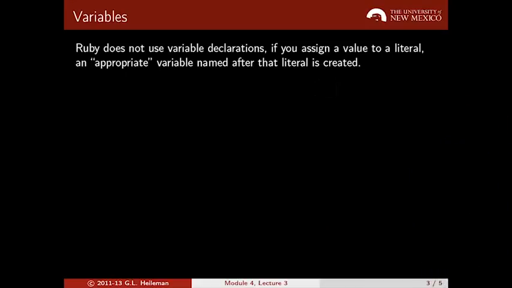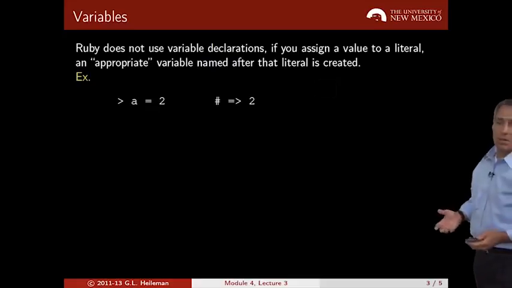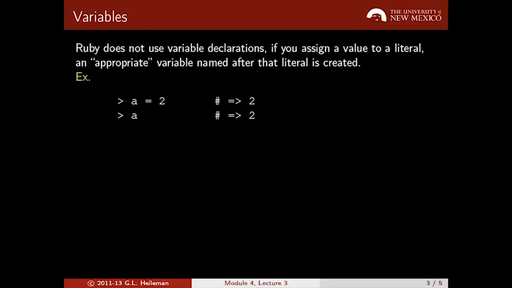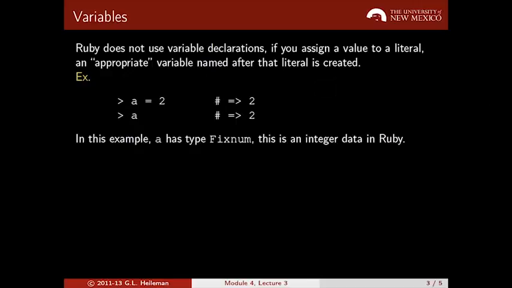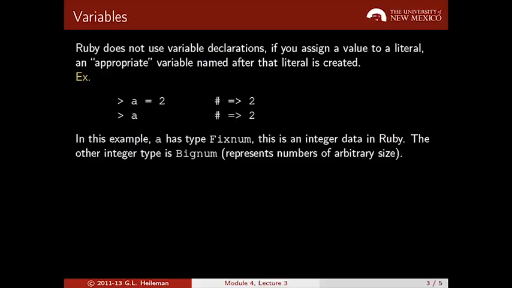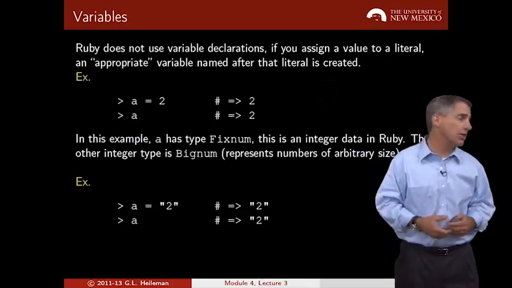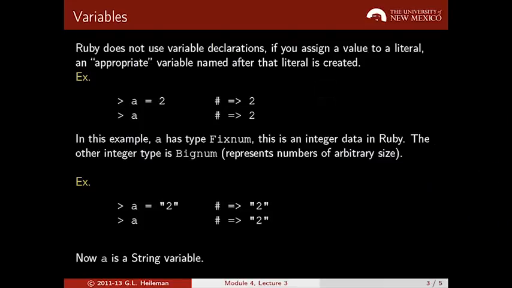So if you assign a value to some literal, then a variable of the appropriate type is created, and it's named after that literal. So here's an example. Again, open up IRB, type a = 2. There's a variable a that's created that has the value 2. That's what the return value shows you there. And so if you type a, you can prove to yourself that that variable now exists. It's of type Fixnum. You can prove that by typing a.class. There's also a Bignum class, by the way, if you need larger integers. So you can also create variables of type Bignum. If I put quotes around the 2, that's no longer an integer. It's a string. So if you type a, it's going to return that string. And you can again inspect it by typing a.class.